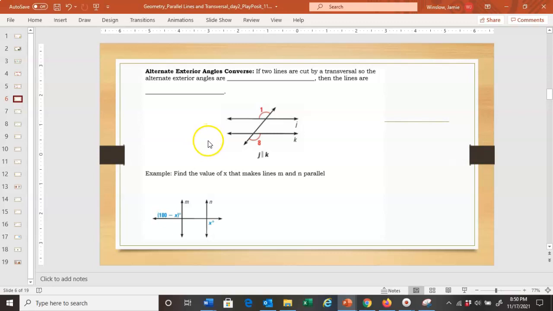All right, alternate exteriors. Very similar to alternate interiors, except of course these are on the outside. If they are congruent, then the lines are, you guessed it, parallel.